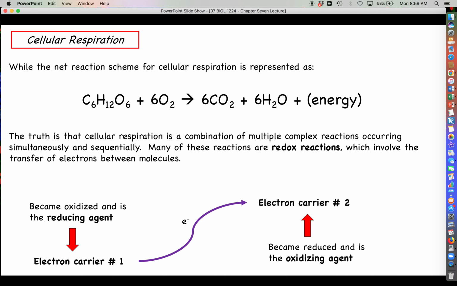Now, you may also encounter the terms reducing agent and oxidizing agent, and this is where things can get a little confusing, but whichever molecule is becoming oxidized acts as the reducing agent. So electron carrier 1 is reducing electron carrier 2 because of that transfer of electrons. Even though carrier number 1 becomes oxidized, it acts as the reducing agent. The opposite is true for electron carrier number 2. It becomes reduced, but it is the oxidizing agent. It oxidizes electron carrier number 1 because it is taking its electrons from it.